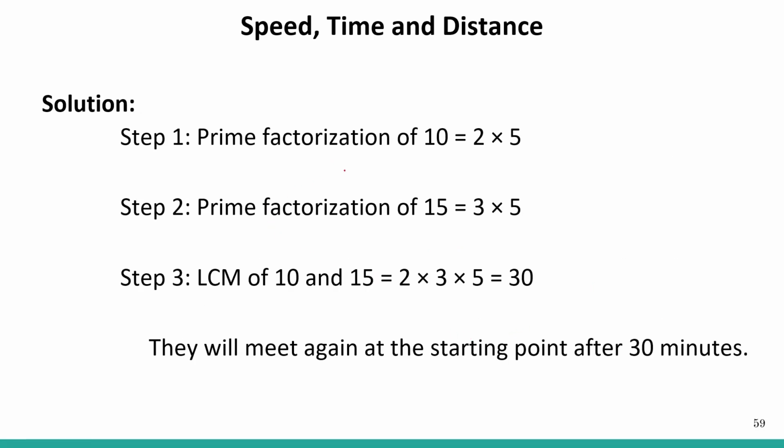Okay, so prime factorization of 10 will be what? 2 into 5, and for 15 it is 3 into 5, and for 10 and 15, their LCM will be what? 2 into 3 into 5, that is equal to 30. So they will meet again at the starting point after 30 minutes.